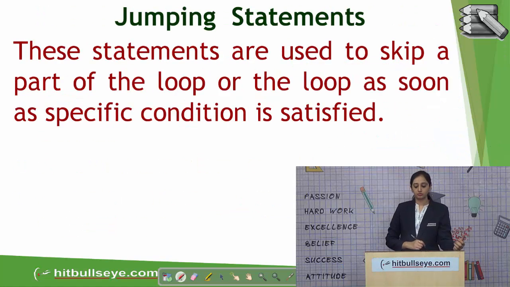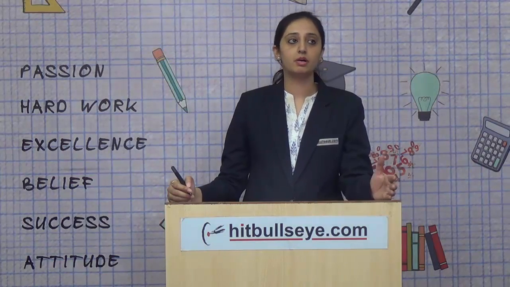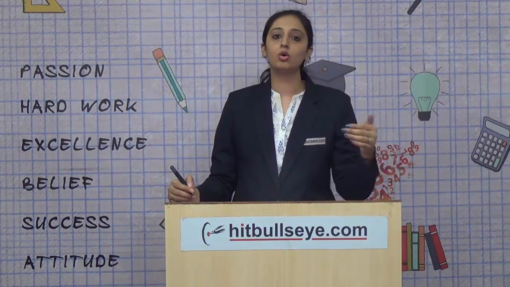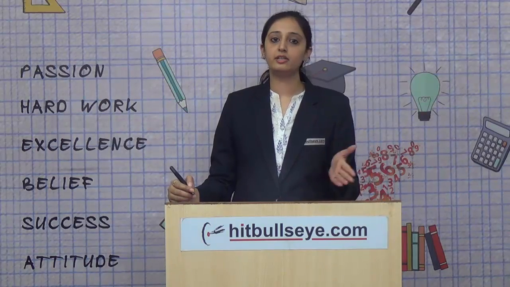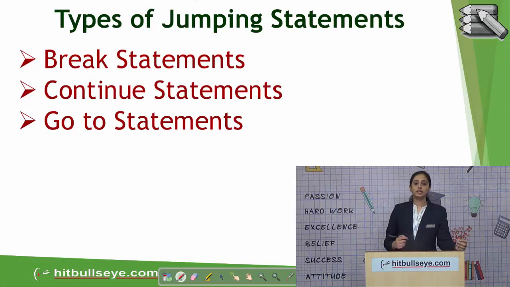Now let's move to the last type of control statement, called jumping statements. These statements are used to skip a part of a loop, or the loop itself, as soon as a specific condition is satisfied. It means that it will skip a particular part of that loop or the whole loop, right? And after that it will terminate as soon as that particular statement is satisfied. There are three types of jumping statements: break statements, continue statements, and goto statements.